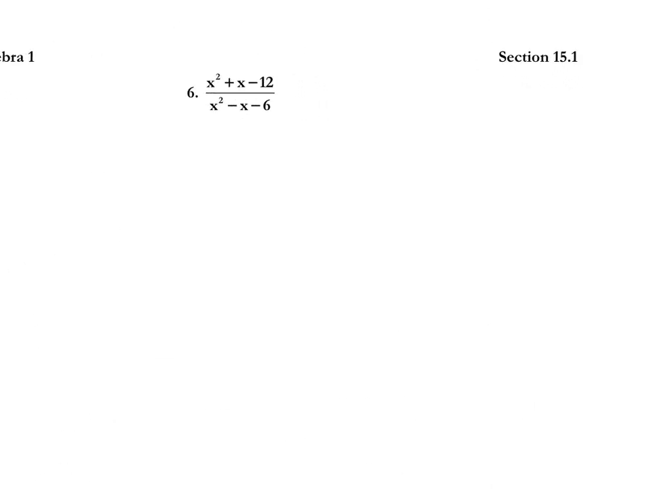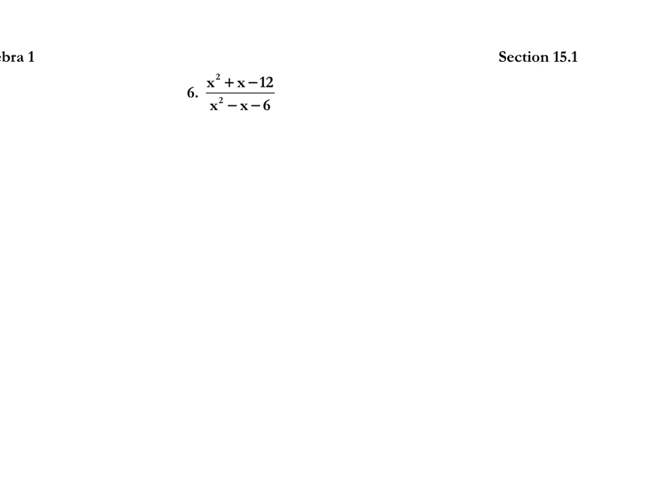A common mistake here on number 6 is that people try to start canceling the x squareds, and then they cancel the x's, and then they cancel the 2's. You can't cancel across plus and minus signs. You can only cancel factors that are the same.